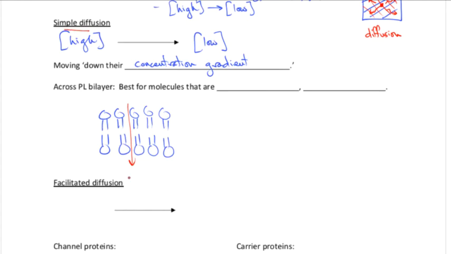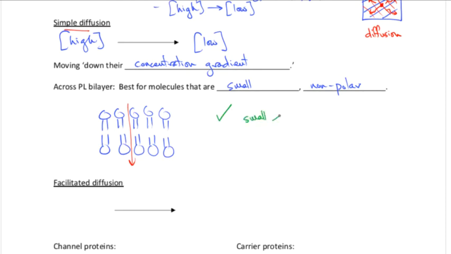So things that are going to be able to get straight through, this is what simple diffusion would be, going straight through the phospholipid bilayer, that's going to work best for things that are nonpolar and small. They'll be able to fit through and they will be able to dissolve in the nonpolar interior, whereas polar molecules will not be able to dissolve in this hydrophobic interior, and larger molecules will get stuck as well. So simple diffusion going straight through the phospholipid bilayer is best for things that are small and nonpolar.